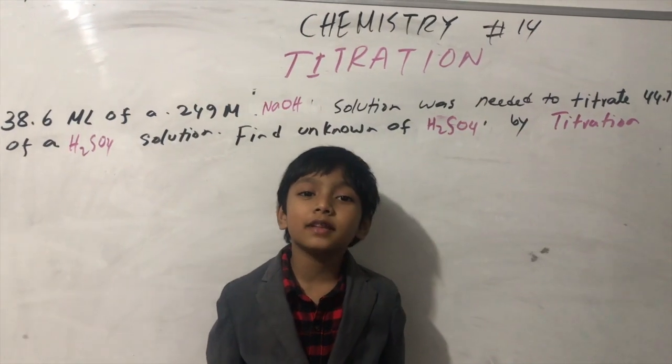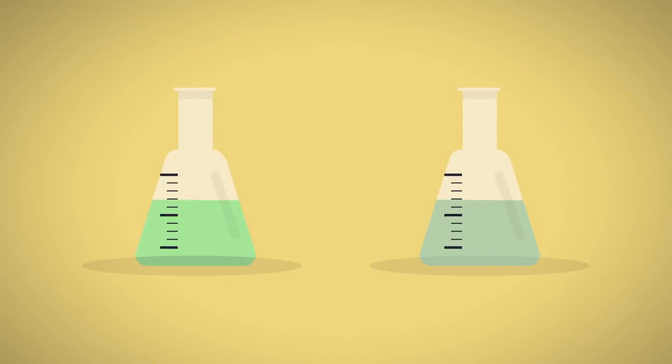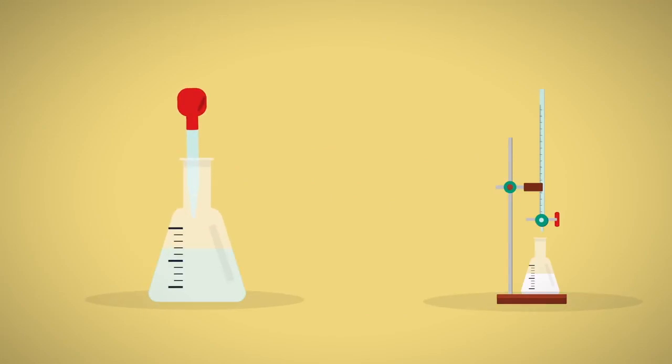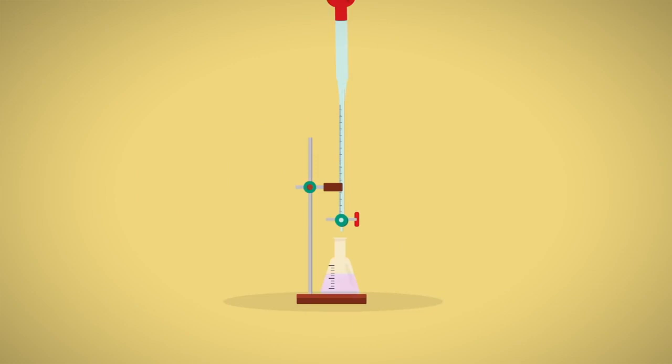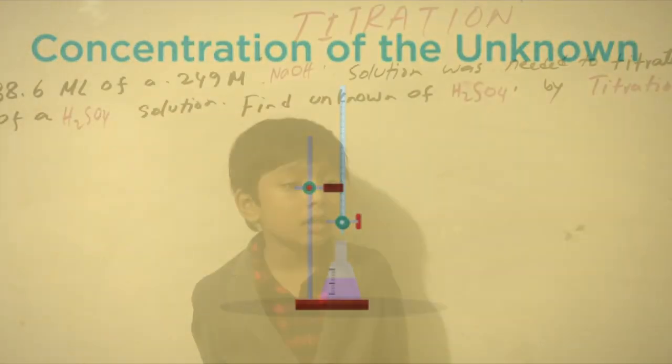Today I'm going to teach you about titration. Titration is a technique used to work out the concentration of an unknown solution when you know the concentration of another solution. You carefully add the known solution to a set volume of the unknown solution until the reaction is complete. This enables you to work out the concentration of the unknown solution.